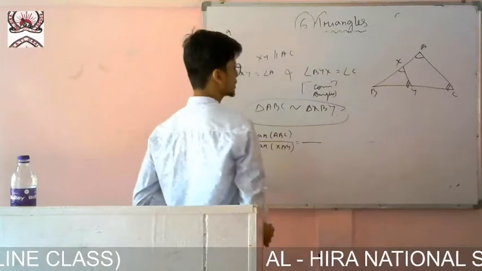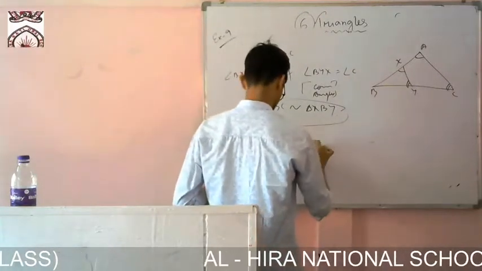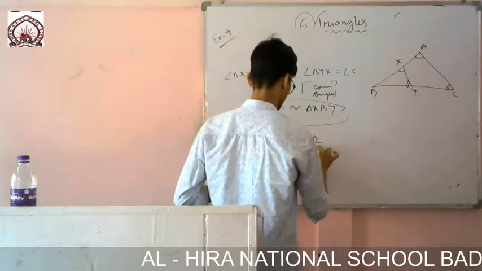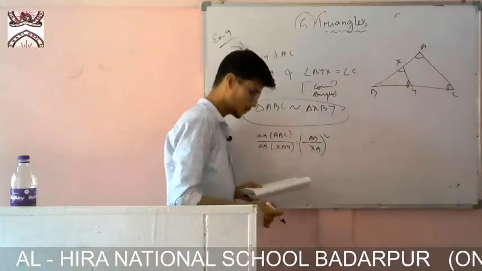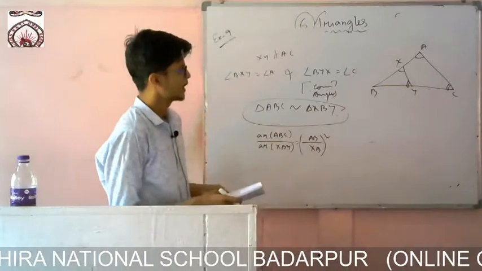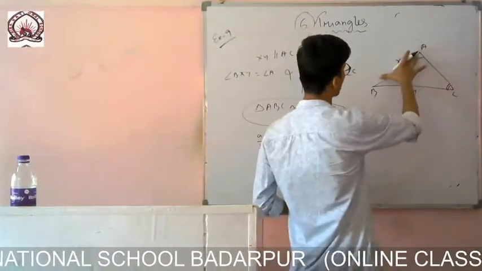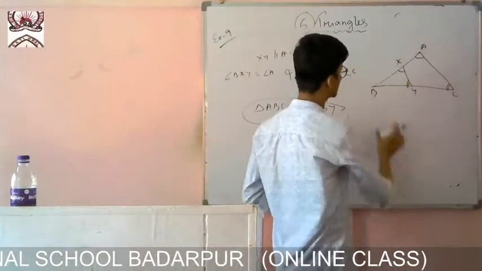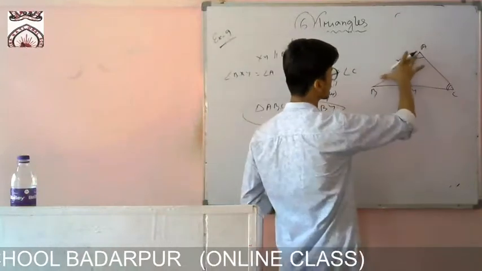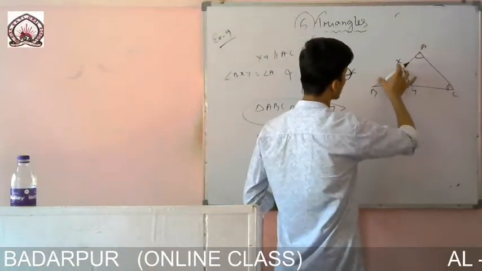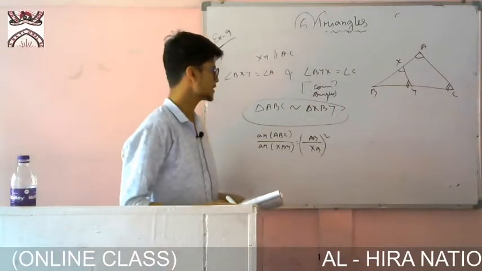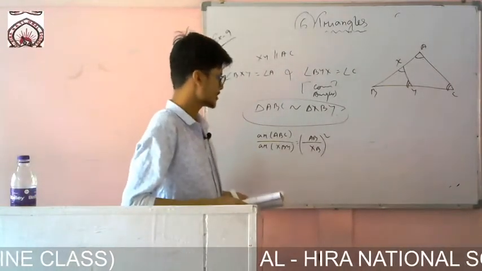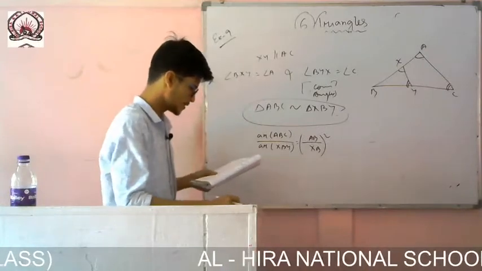Square of the corresponding side. So I can write (AB by XB) whole thing square. For the whole triangle the side is AB, and for this smaller triangle the side is XB. So I have just written area of triangle ABC by area of triangle XBY is equal to AB square by XB square.